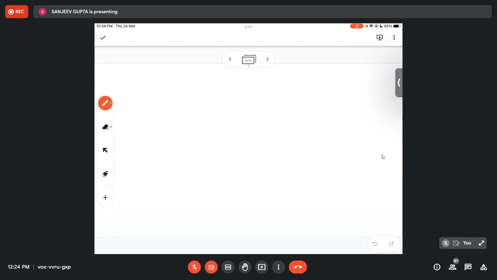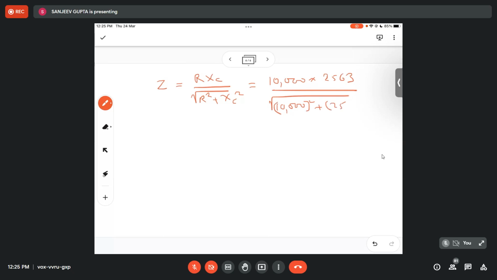And if I solve this, because now we have to speak in terms of Z, it becomes R XC over under root of R squared plus XC squared. So this becomes 10,000 into 2563 over under root of 10,000 squared plus 2563 squared. If I calculate, it turns out to be 8090 ohms.